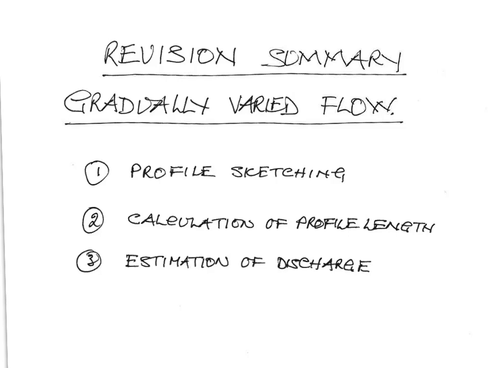Welcome to this short revision summary on gradually varied flow. We're going to look at three aspects. We're going to start off saying a little bit about profiles and profile sketching. We're then going to say a little bit about using a GVF table where we need to find the length of a profile. And then thirdly, we're going to look at those problems in which we are not given the flow rate and we must estimate it from the basic information given.